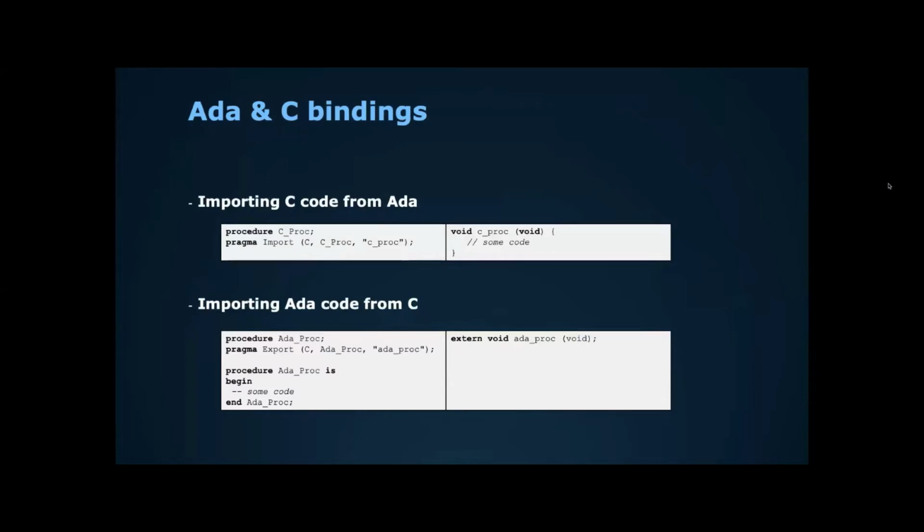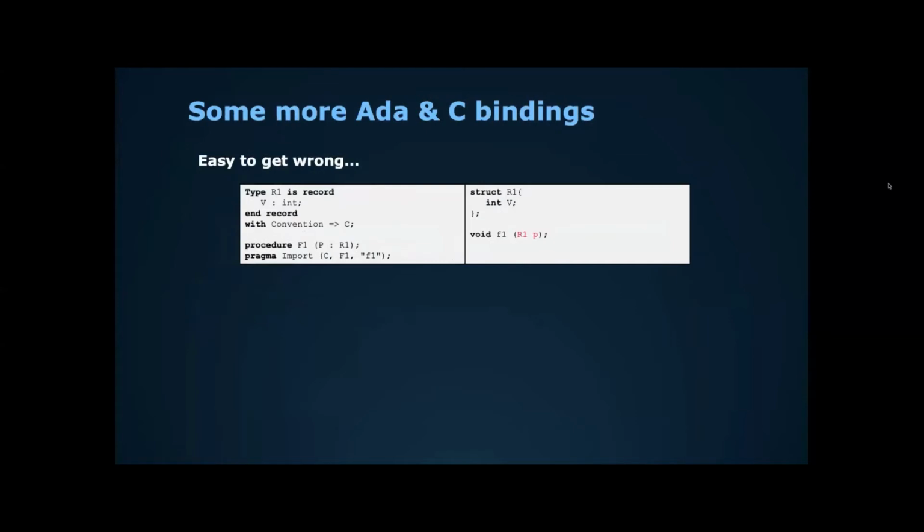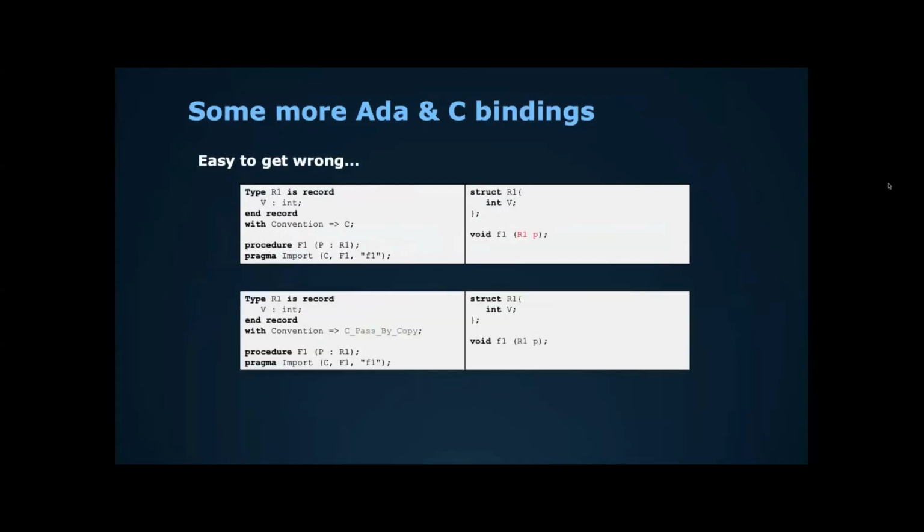If we do this in fairly complex structures, it's sometimes fairly easy to get wrong. For instance, at the top here, we have some record which has convention C, and then we have the similar definition in C here. But you'll notice that we have a void function in C that takes a variable of that structure type, but we didn't specify pass by copy in the top version. That means the structure might not be updated if you change it internally to the procedure. So if you don't actually know how this mechanism works in Ada versus C, this can be very easy to get wrong.